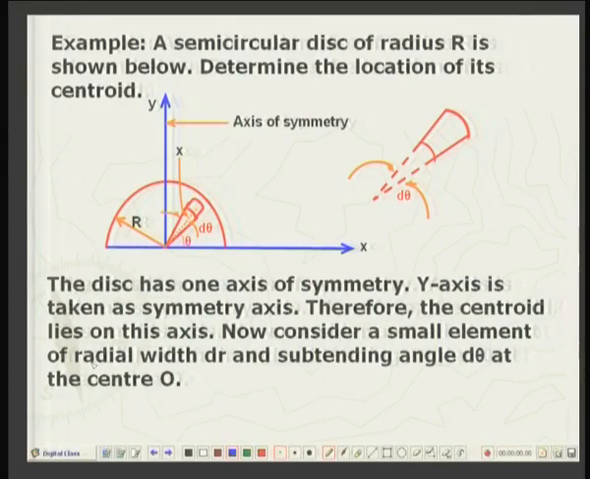Now, let us take up an example to illustrate this feature. Suppose there is a semicircular disc. Okay. A semicircular disc of radius r is shown over here. Determine the location of the centroid.